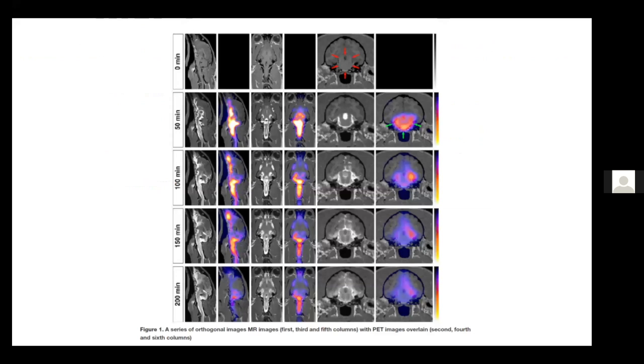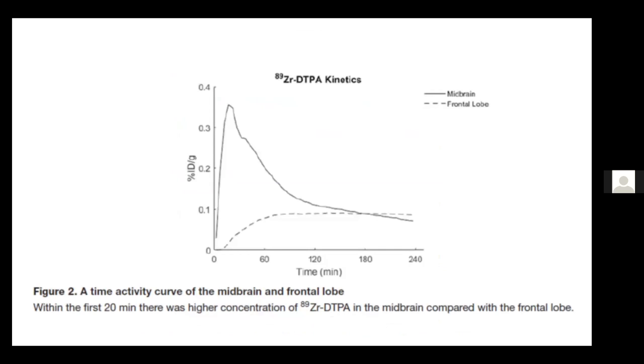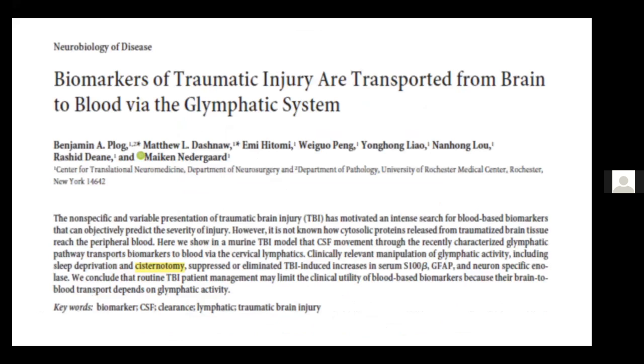So actually, this is a different phase. They used PET at different times, looking at the metabolism on MRI. This is a time activity curve of the midbrain and the frontal lobe. The tracer is highly concentrated in the midbrain compared with the frontal lobe. So basal cistern drainage has a very good effect.